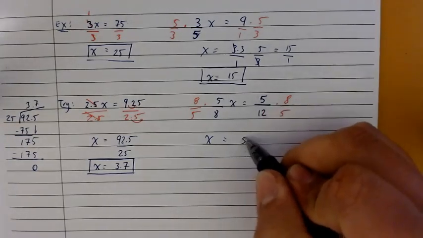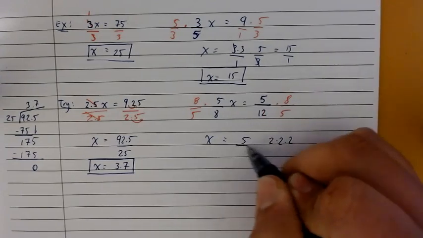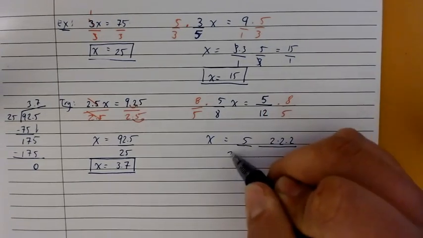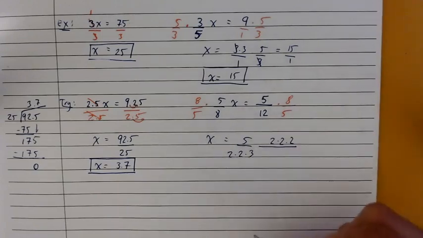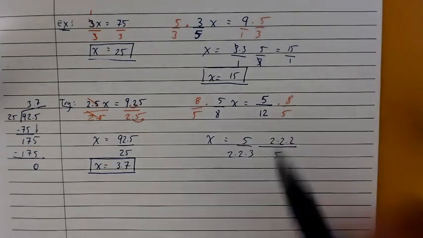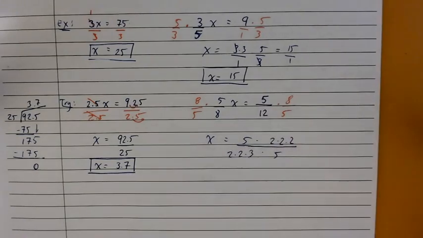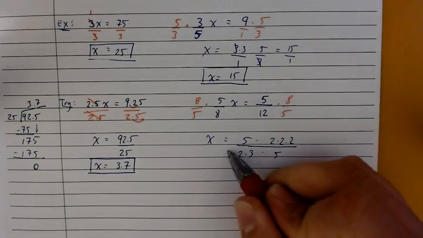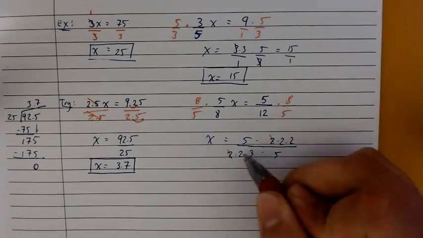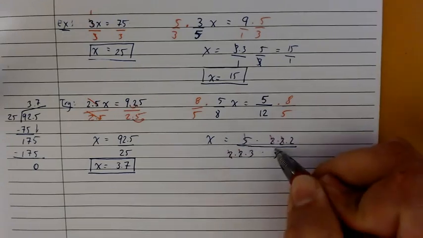5 is already a prime number. 8 is 2 times 2 times 2. 12 is 2 times 2 times 3. And 5 is just the number 5. And here you note that almost everything divides out. Here, when you multiply the two fractions together, it joins them together as one big fraction. And so now, let's see here. Those 2's divide, and so do those 2's. And these 5's divide as well.